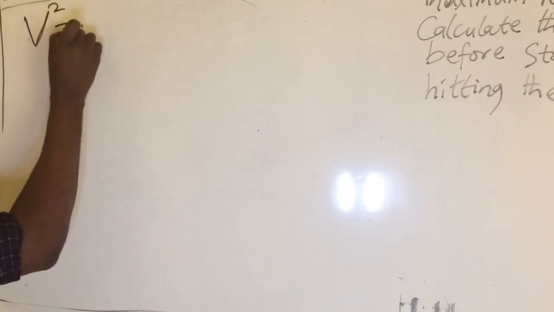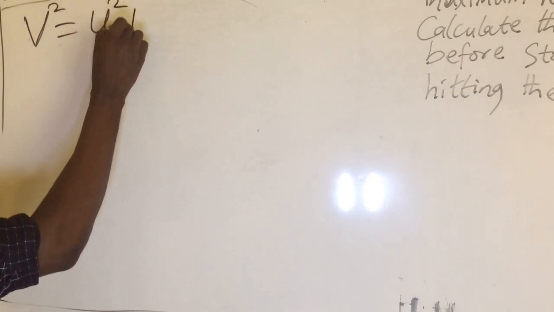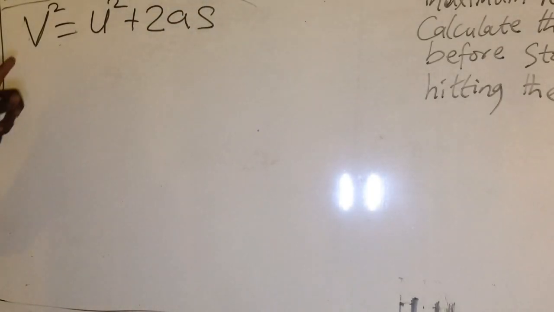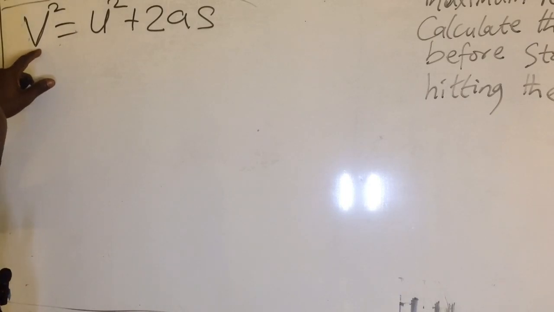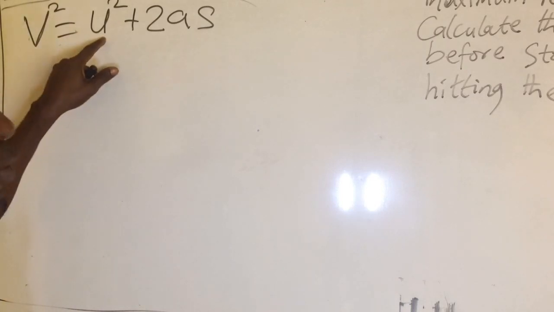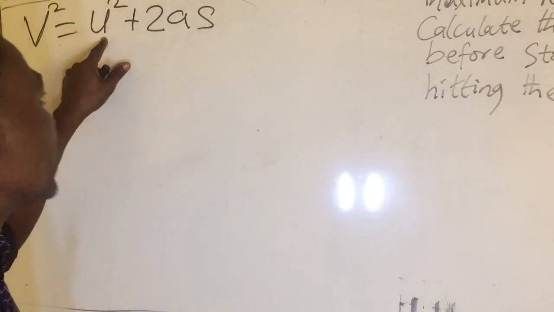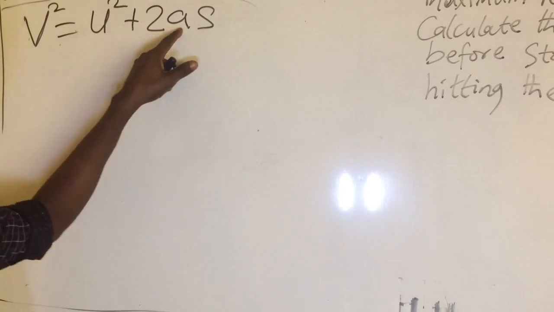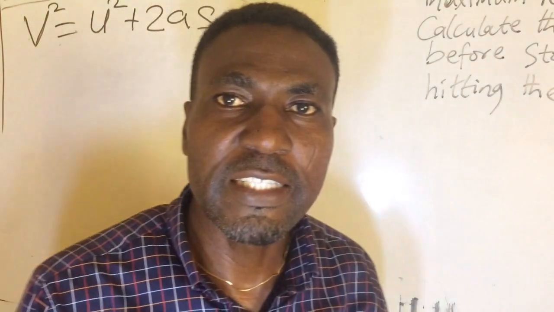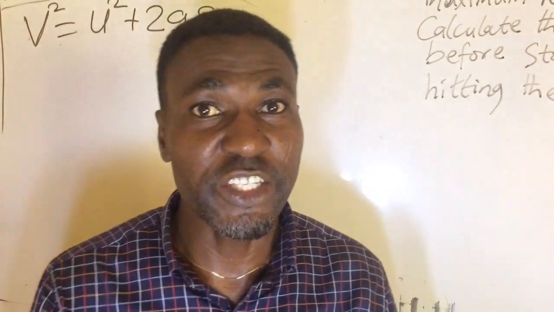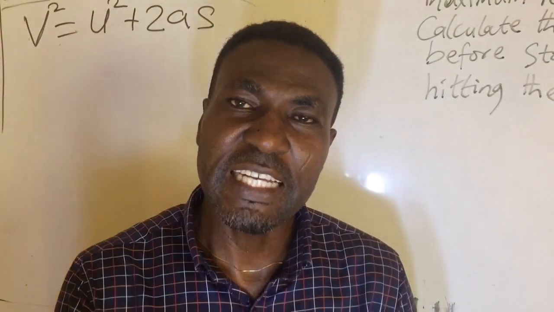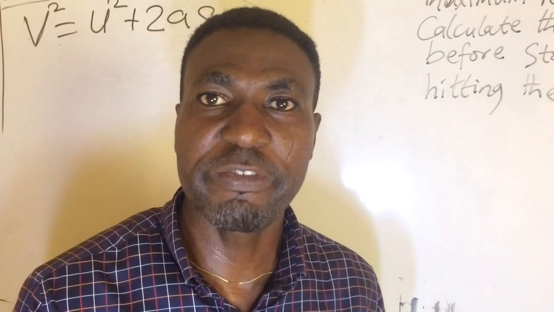v square equals u square plus 2as. Here v is the final velocity, u is the initial velocity, a is the acceleration, and s is the distance. But in this case, we have retardation, which is acceleration in opposite. I have explained it in my previous video, you can check.